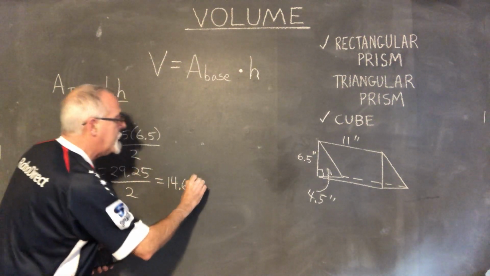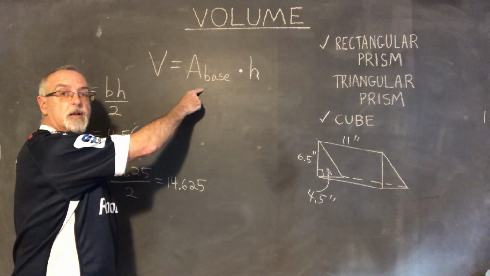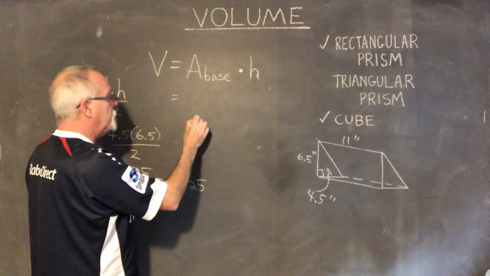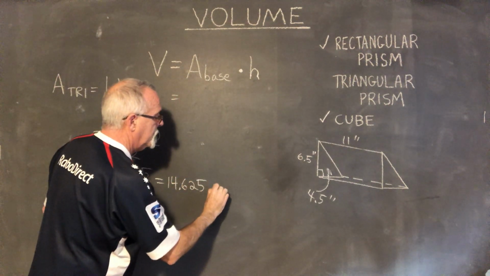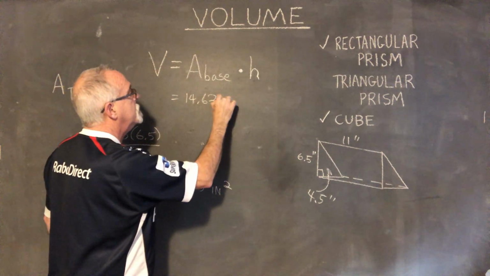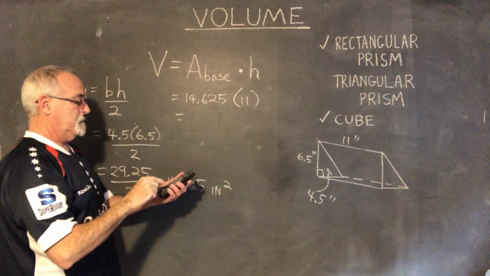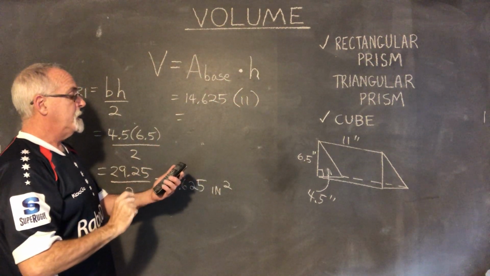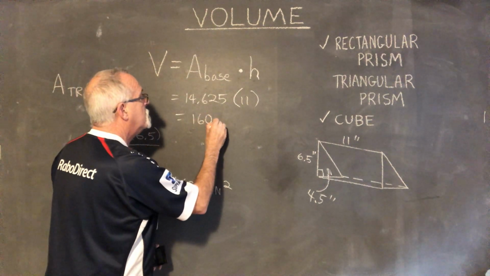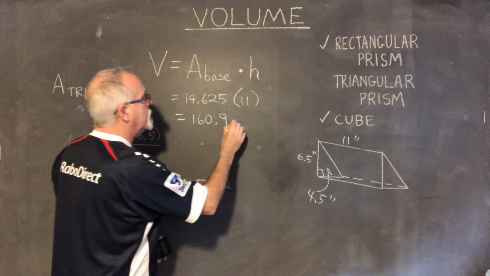Since I didn't have to round, this is as far as that decimal went, I want to keep it all and not round in an intermediate step. So the area of the base is 14.625 inches squared. 14.625 times the height, which is the 11. Times 11 equals 160.875. 160.9. Final answer, I will round to the nearest tenth again.